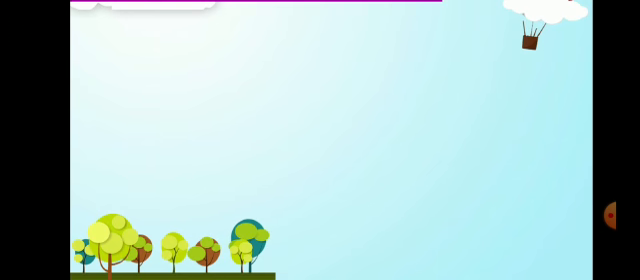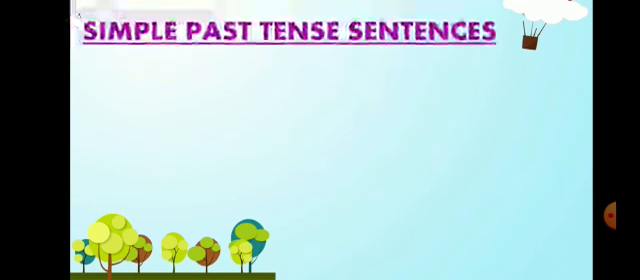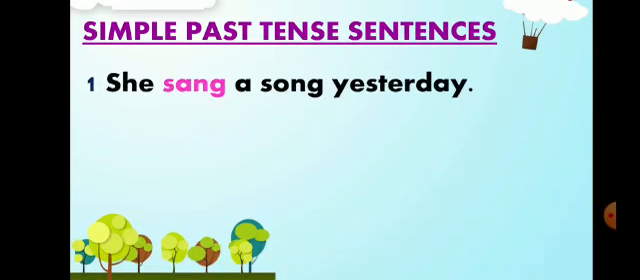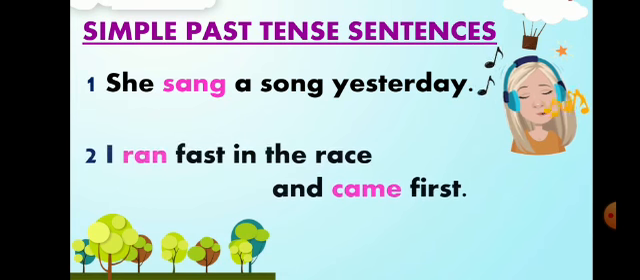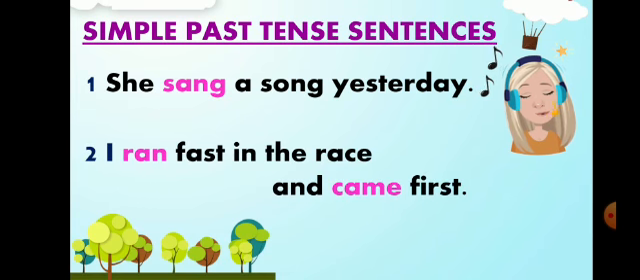Now, here we have some examples to make your concept clear about irregular verbs. She sang a song yesterday. I ran fast in the race and came first. Here we can see that the words like sang, ran, and came change their forms completely to get converted into simple past.